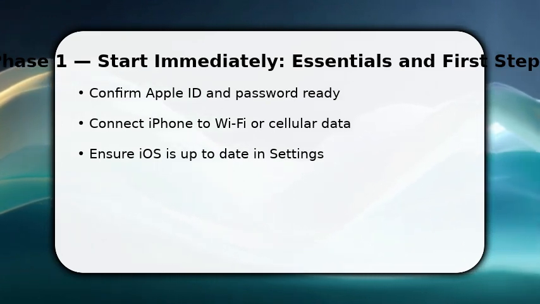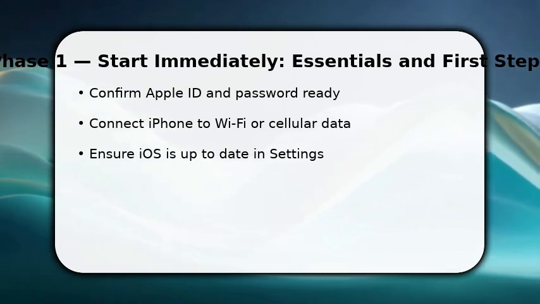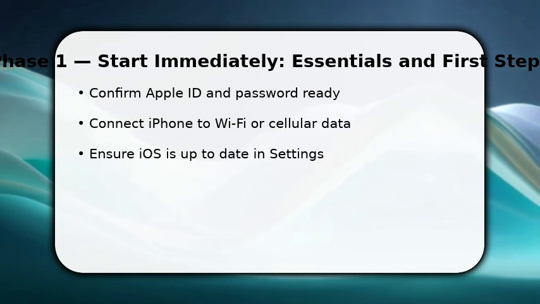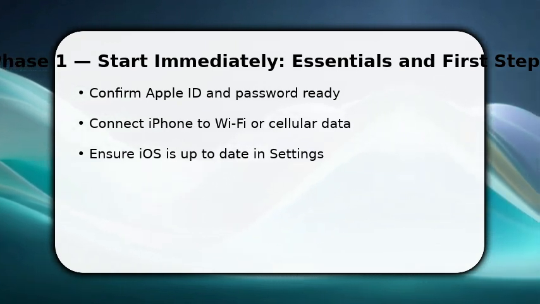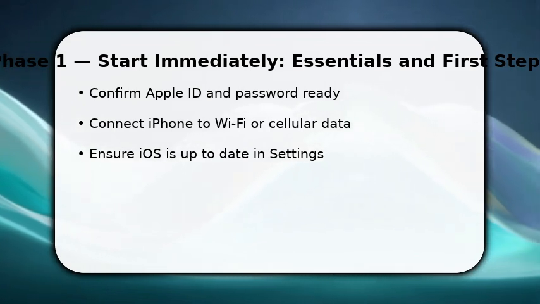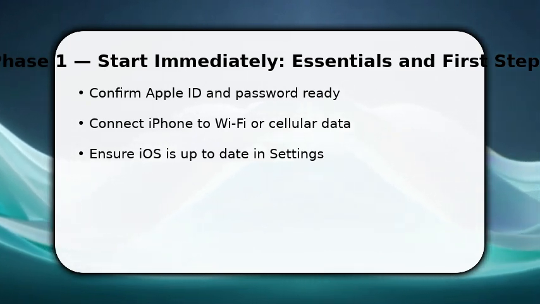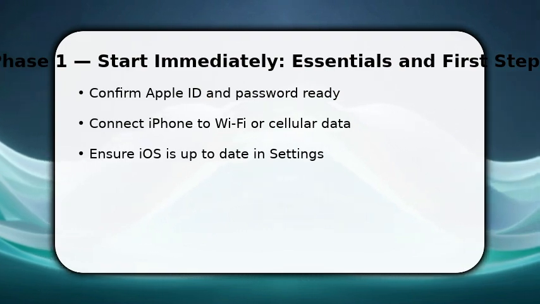Open Settings, tap your name to access Apple ID. Once there, make sure iCloud is visible and signed in. If you're not signed in, enter your Apple ID credentials now. This step authorizes mail and other services. Once done, tap iCloud to proceed. Make sure iCloud Drive and related toggles are available before enabling mail.